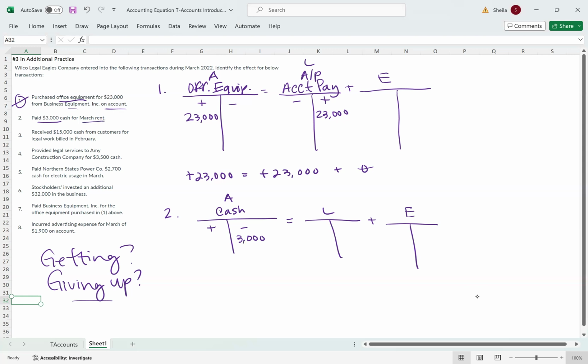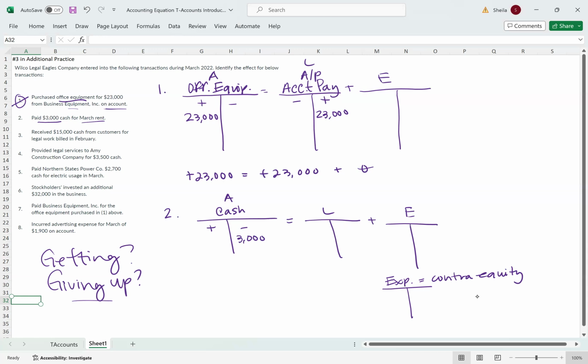But it says it was for March rent. Well, let's ask ourselves, what is rent? That gives us benefit for the month, but not in the future. So that's an expense. And so we're going to have to record that as expense. Now, what I'm going to do is I'm actually going to draw this down here. It is an equity item. Remember, expense is a contra equity. Okay, so let's think about this.